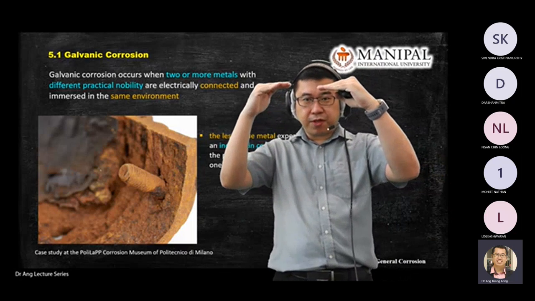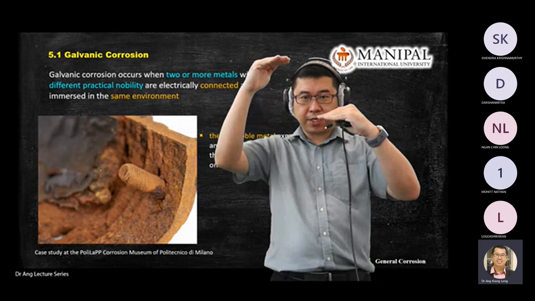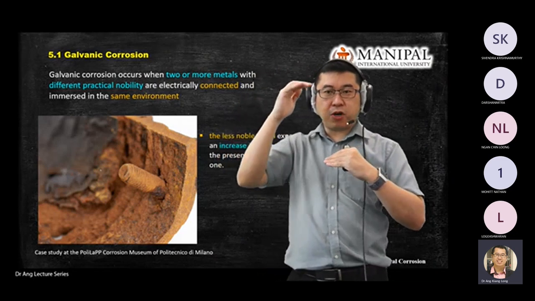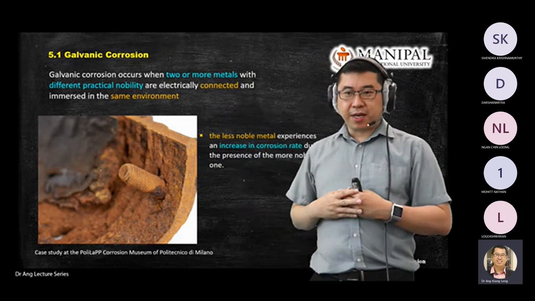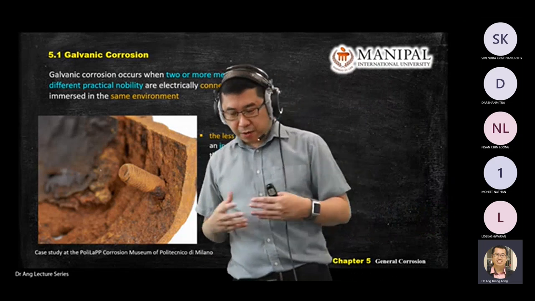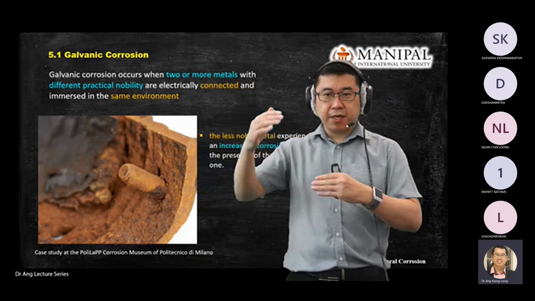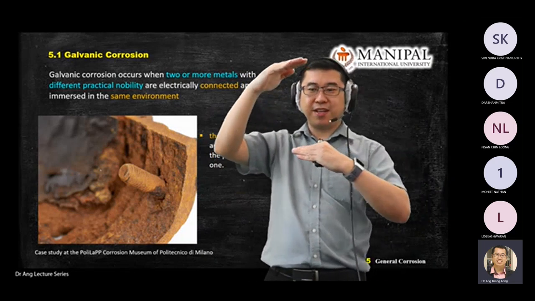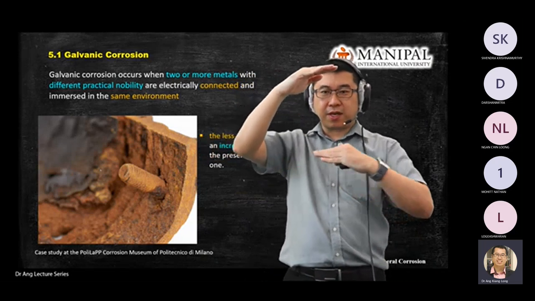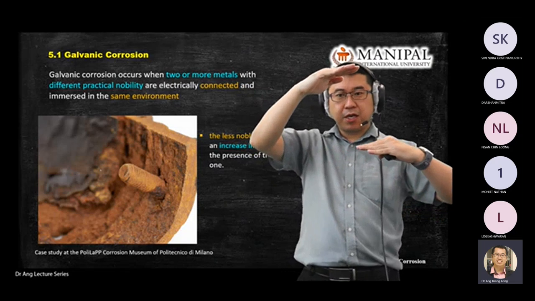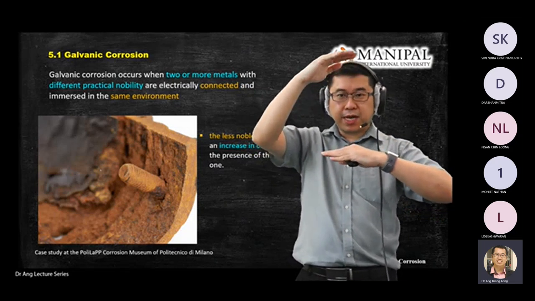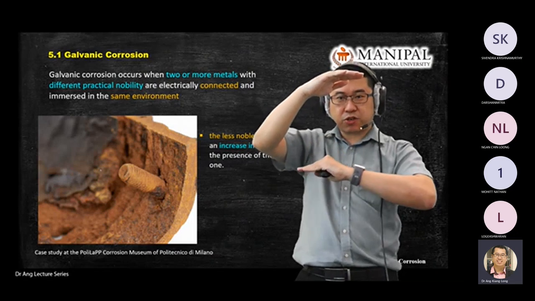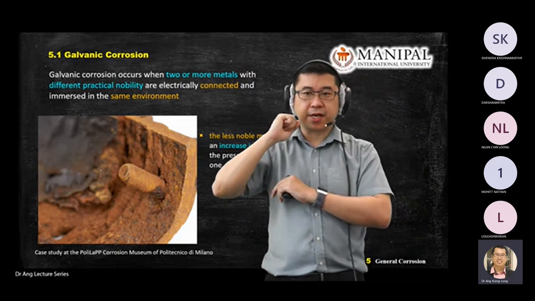So what happens if the nobility changes? Okay, nobility change. So this one is higher nobility. This one is lower nobility. I believe all of you are playing games, right? I'm not sure if you are playing some CS, some Counter-Strike game, or you're playing Dota or something, right? The higher XP or higher level you go, the more damage you can do, right? So let's say you have higher nobility and lower nobility metals. So what happens to the lower nobility? The lower nobility will destroy itself, will sacrifice electron to the higher nobility metals.